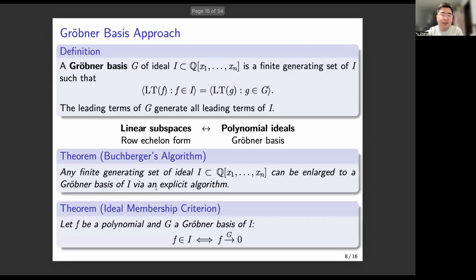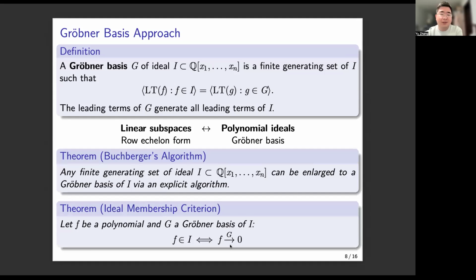Another classical result is, assume we have a polynomial f, and we can use a Gröbner basis to decide whether f belongs to this ideal I. And the theorem is f belongs to this ideal I if and only if f reduces to 0 modulo G. So instead of explaining what this "reduces to 0" means in words, it's better to explain the meaning through a concrete example.